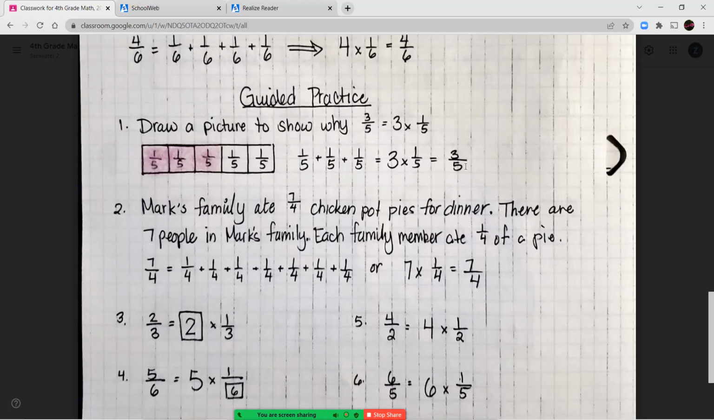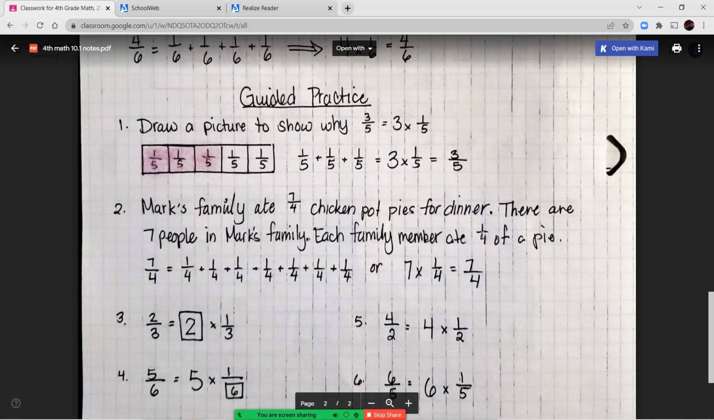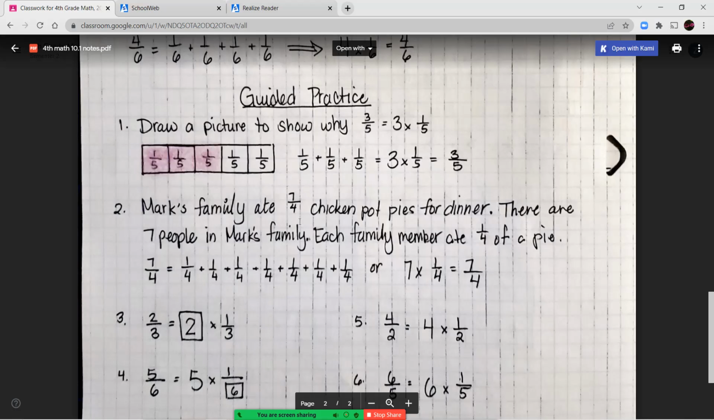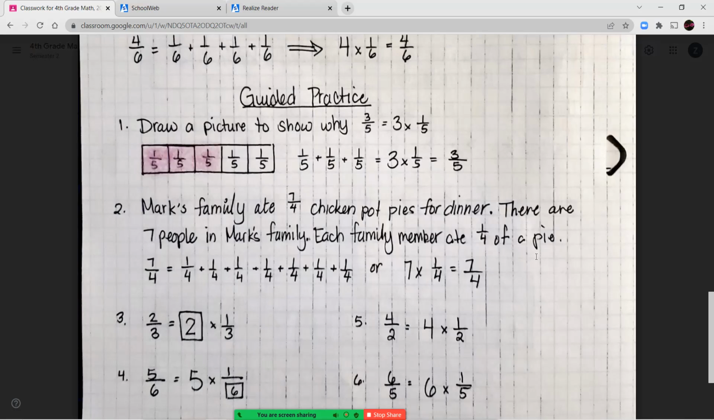For question number 2, it says, Mark's family ate 7/4 chicken pot pies for dinner. There are 7 people in Mark's family. Each family member ate 1/4 of the pie. So 7/4, those 7 people each got 1 piece. So we're going to write this as a repeated addition and as a multiplication.